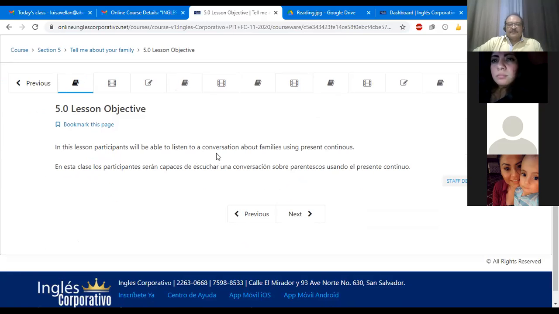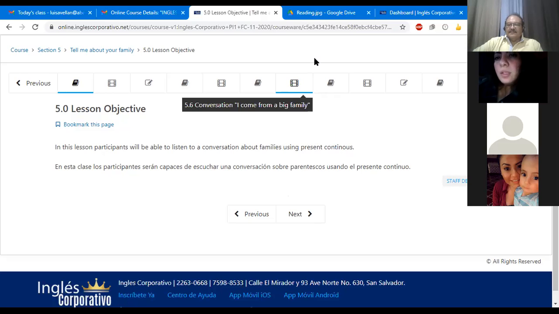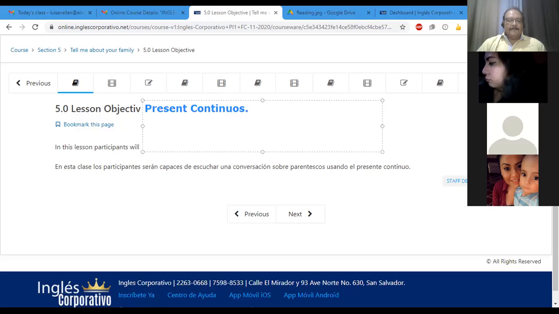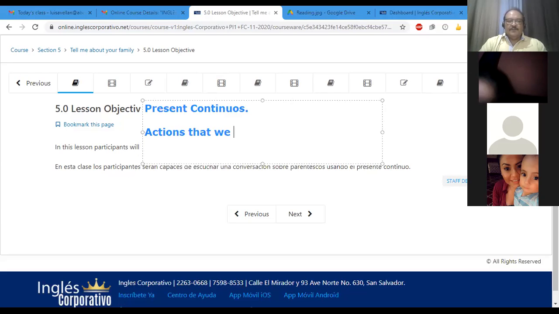Then in this lesson, participants will be able to listen to a conversation about families. Okay, now we're gonna use what tense? The present continuous. What's the present continuous? Remember? Present continuous. Which one is it? Actions. Okay, that we probably do at the moment of speaking.